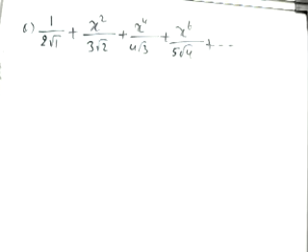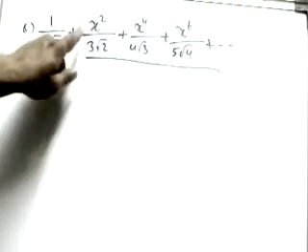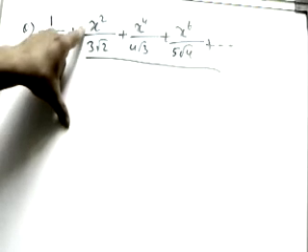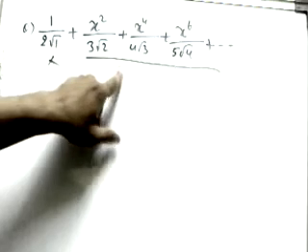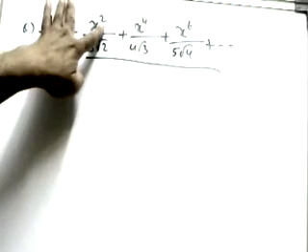Now see the next question. Here the series is given. First we have to find the nth term. I am starting from here because it's easy. We can leave one or two terms because here the x is starting. Here we don't have x power 0. Let us start from here. This is an infinite series. We can leave one or two terms, no problem.